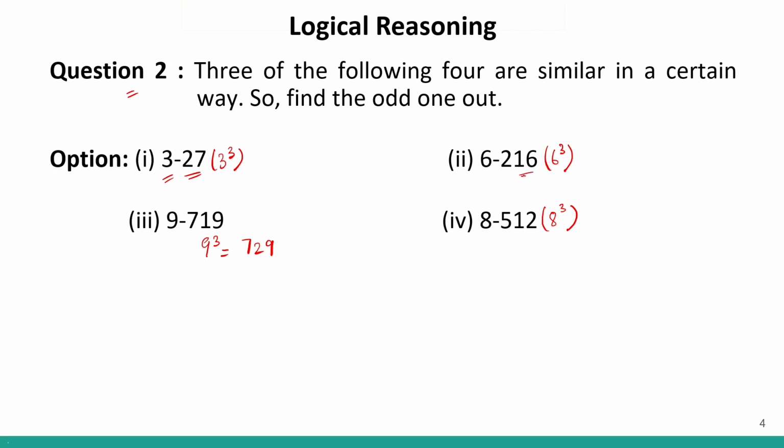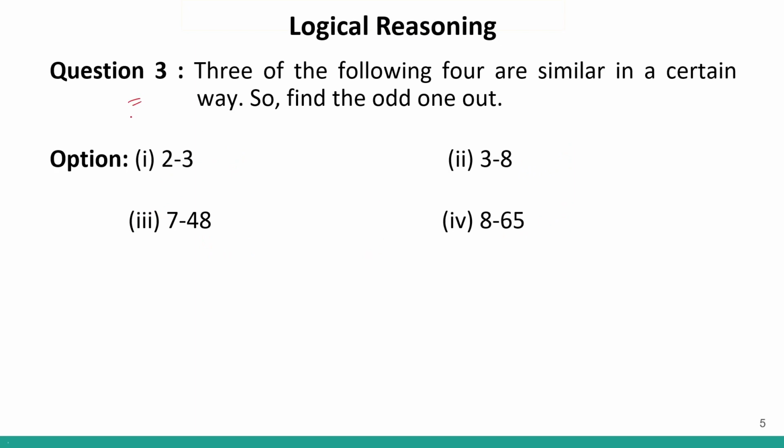So, for each of the options except option number 3, the second number was the cube of the first number. Over here also the second number was the cube of the first number. The second number was the cube of the first number. Only in this case, the second number is not the cube of the first number. Therefore, option number 3 will be the correct answer. Clear?